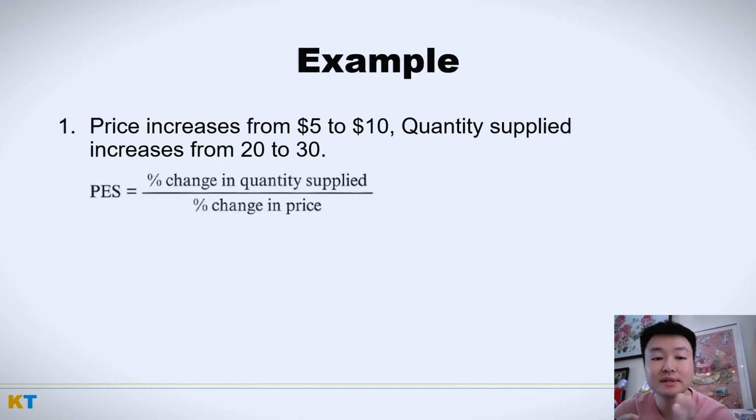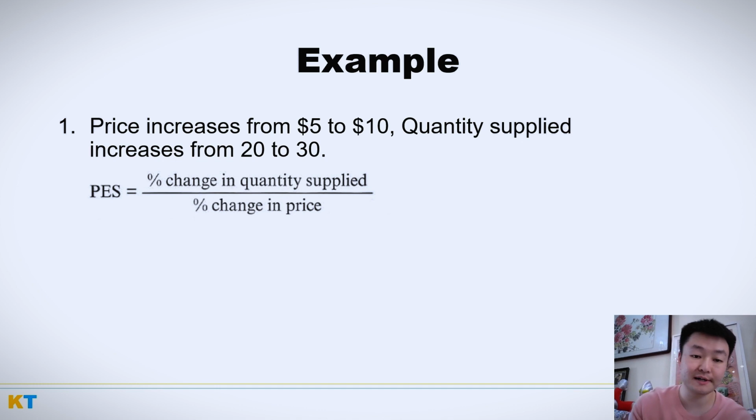And so an example would look something like this, right? So if the price increased from $5 to $10, and then let's say quantity supplied follows, right? Because if the price is higher, then as a seller, I want to sell more goods and services and make more money. And in our situation, the quantity supplied increases from 20 to 30.